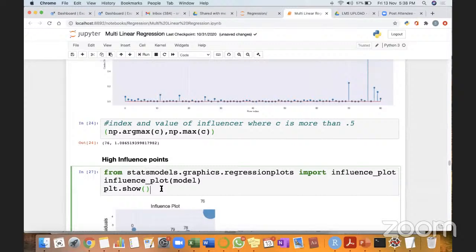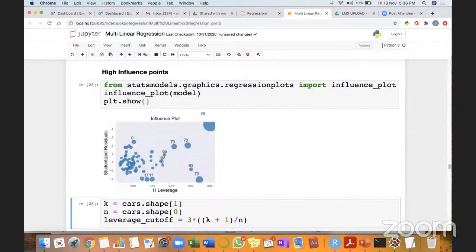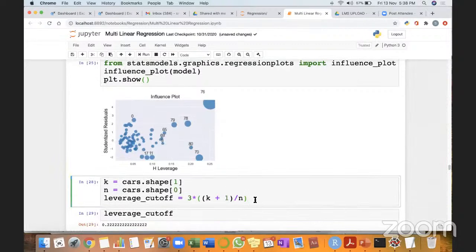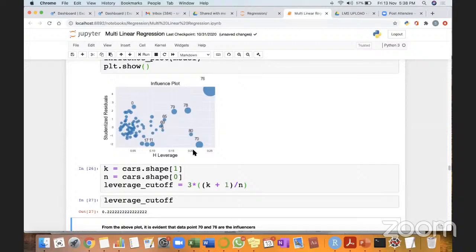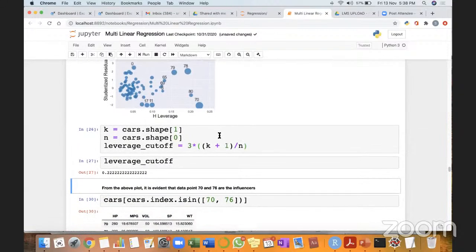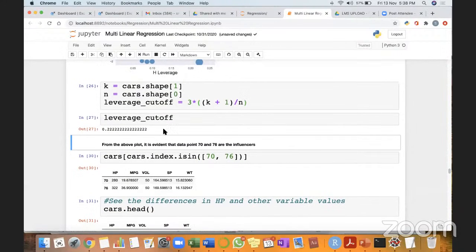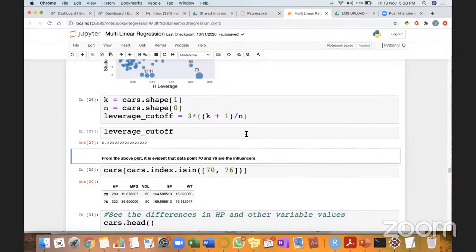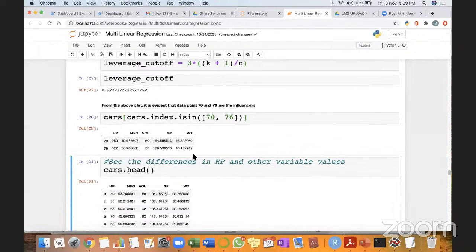As well as, let us find out the influential data points, that is leverage. So let us find out the leverage cutoff. In this case, for this data set, the leverage cutoff is 0.22. That means any data point that appears after this 0.22 is an influential data point. Okay. Since you can see the 76th observation as well as the 70th observation, they are outliers as well as influential data points. Remove those data points.